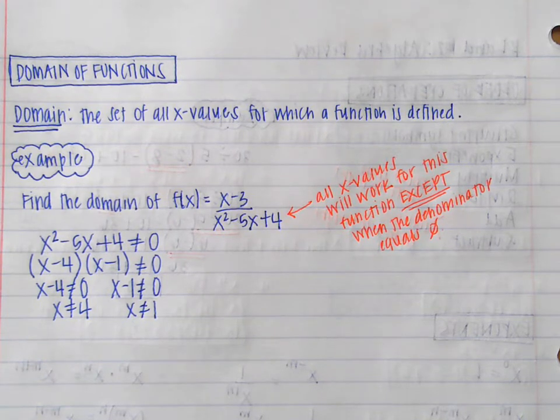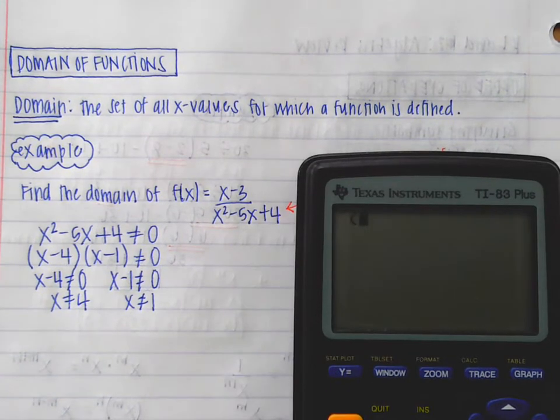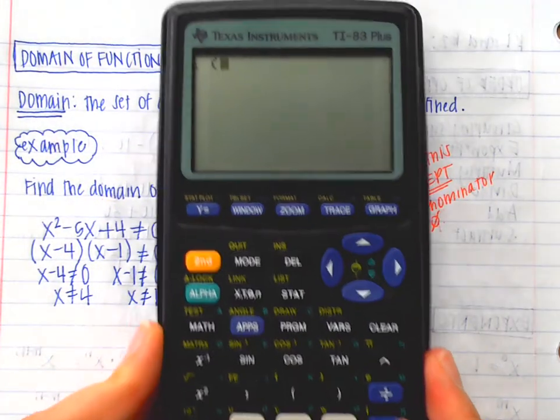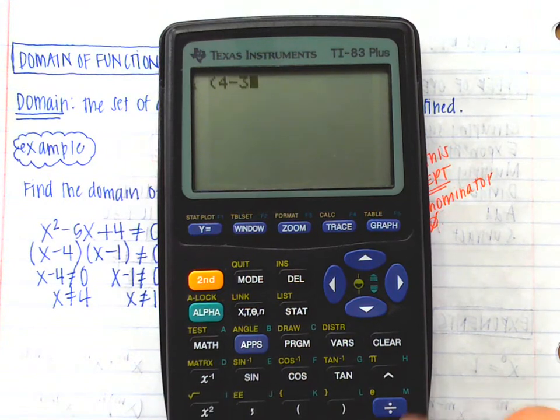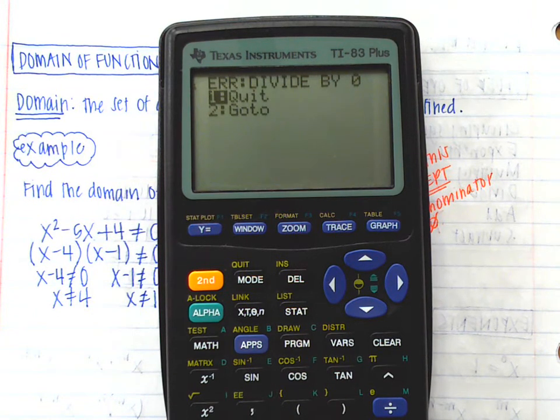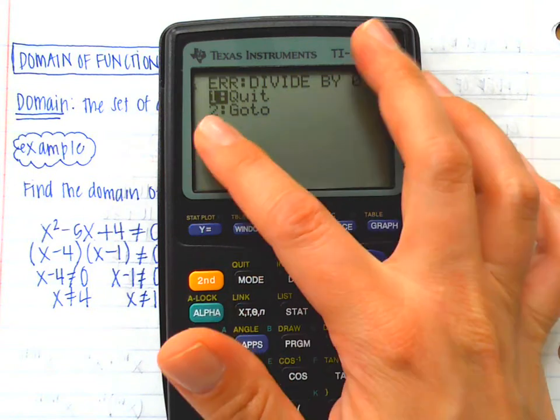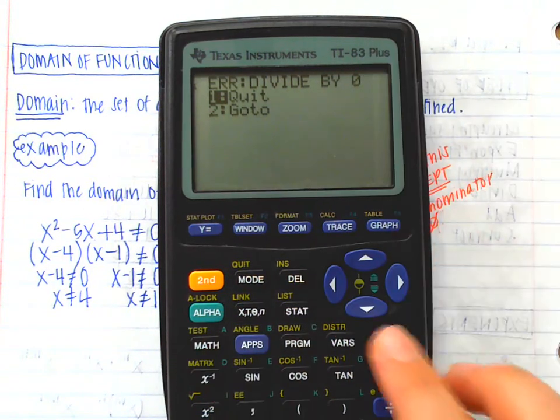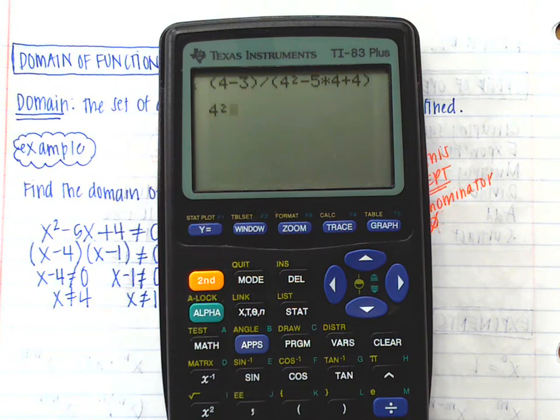So if we did that, let's say, okay, so 4 minus 3 divided by 4 squared minus 5 times 4 plus 4. And notice how it says divide by 0 and it's an error. That's because when I plug that in, 4 squared minus 5 times 4 plus 4, I get 0. And any fraction divided by 0 is always going to be undefined.